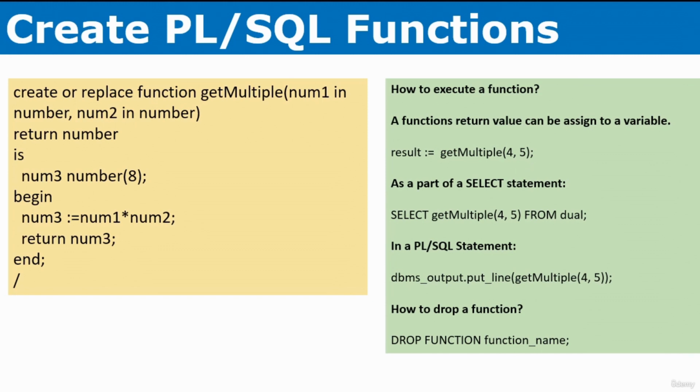You can also execute a function as part of a select statement. For example, here we have select, the name of the function, the parameters from dual. Dual basically is a special table in Oracle. A dual table in Oracle only has one row. It is mainly used for selecting pseudo column like the one we have in the example.